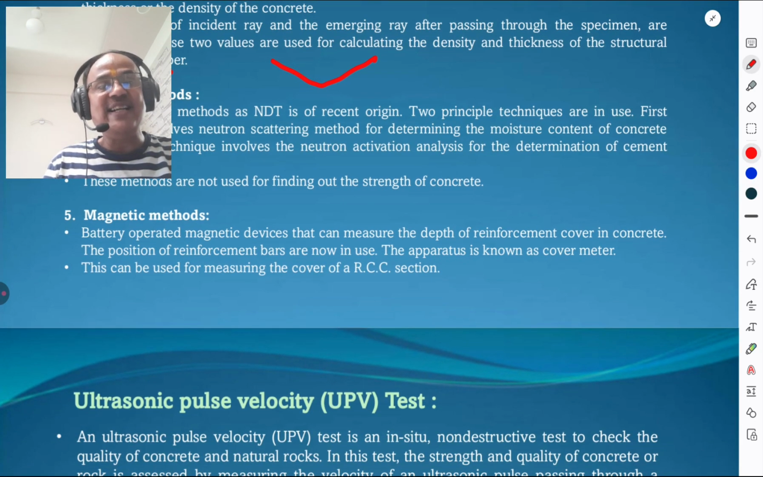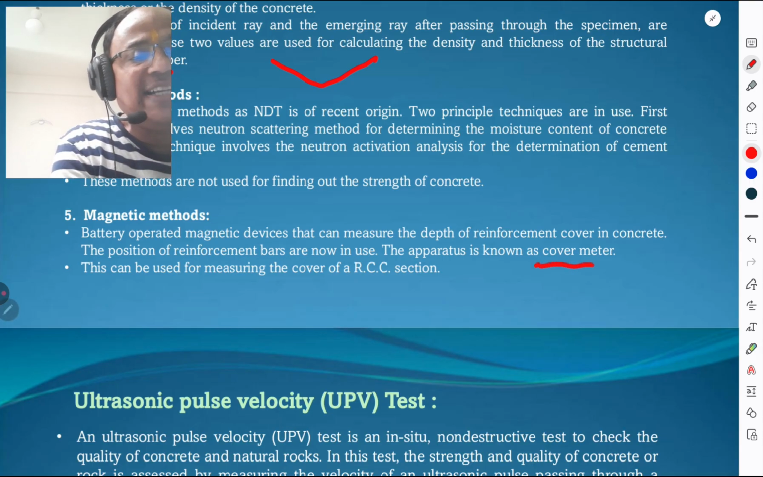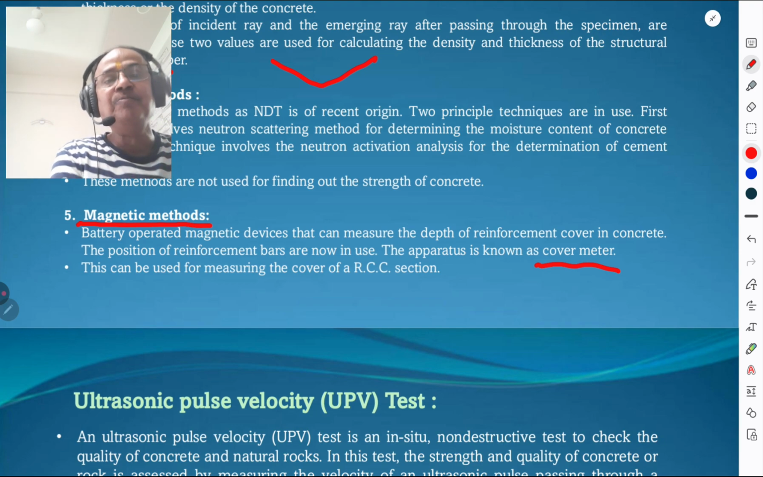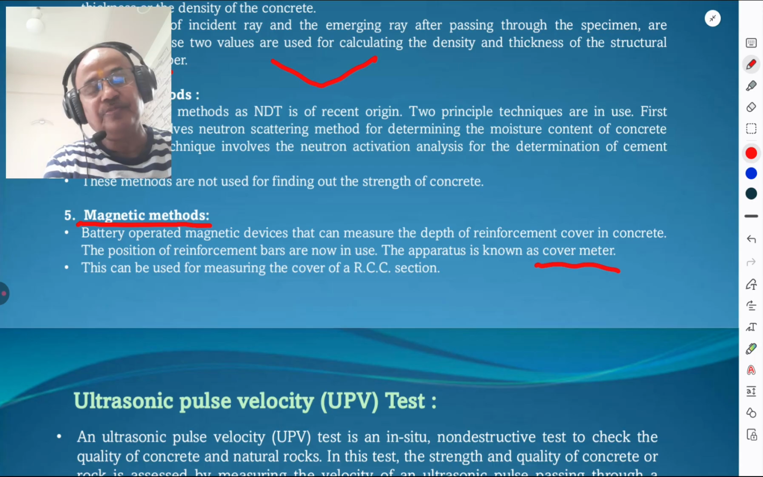Battery operated magnetic devices that can measure the depth of the reinforcement cover in concrete. The position of the reinforcement bars are now in use. The apparatus is known as a cover meter. मॅग्नेटिक मेथडमध्ये कवर मीटर म्हणजेच कॉन्क्रीटचं कवर मेजर करता येतं. This can be used for measuring the cover of the RCC section.